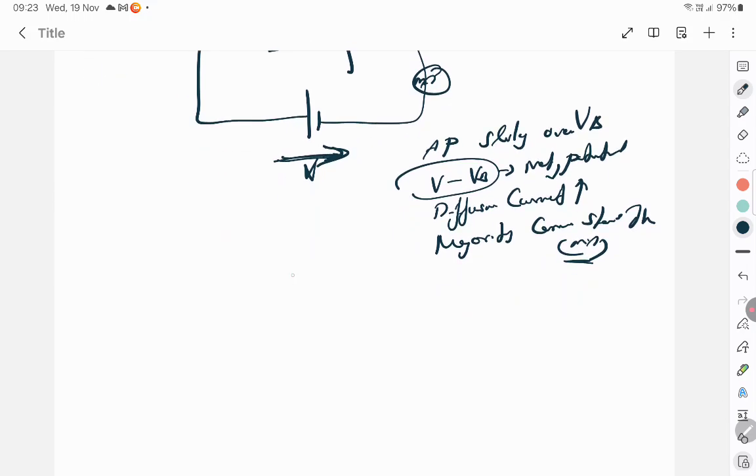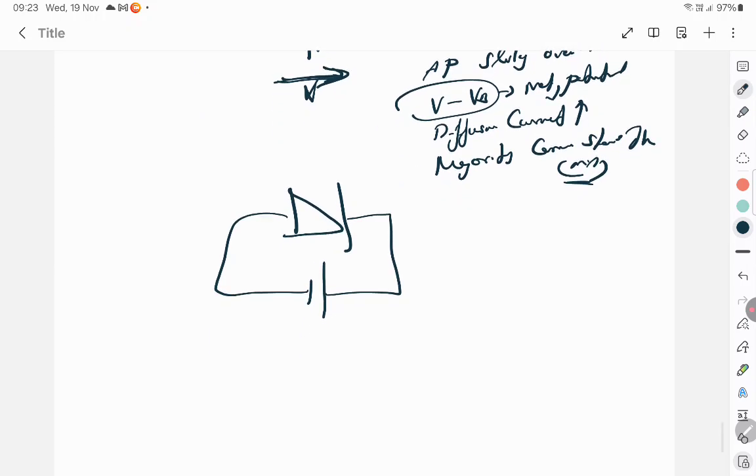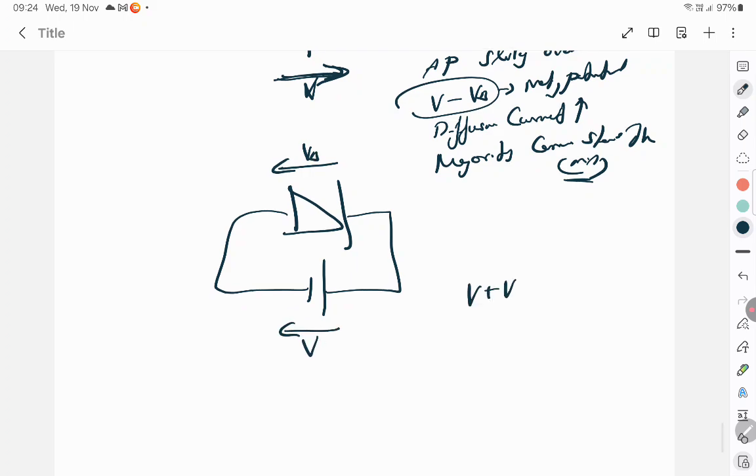Let's talk about reverse bias. Take a P type and N type, connect the P type to the negative terminal and the N type to the positive terminal. This is called reverse bias. The barrier potential is still from negative to positive, but the applied potential is also in the same direction, so they add and the barrier potential increases. The potential at the junction increases, so only drift current can flow. The diffusion current cannot flow.